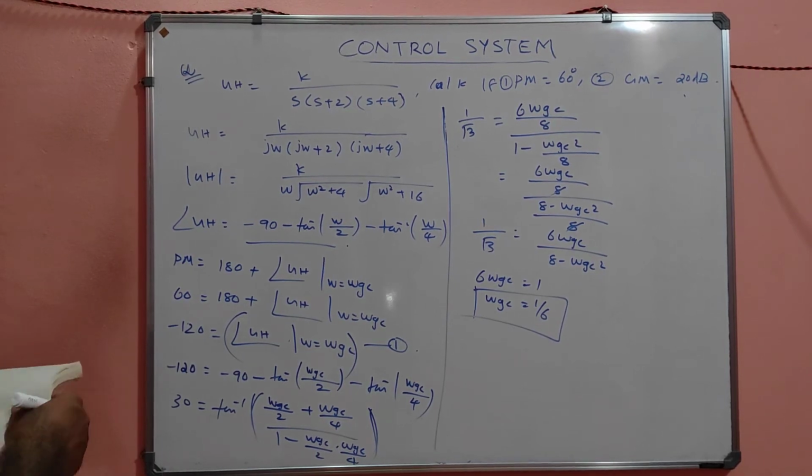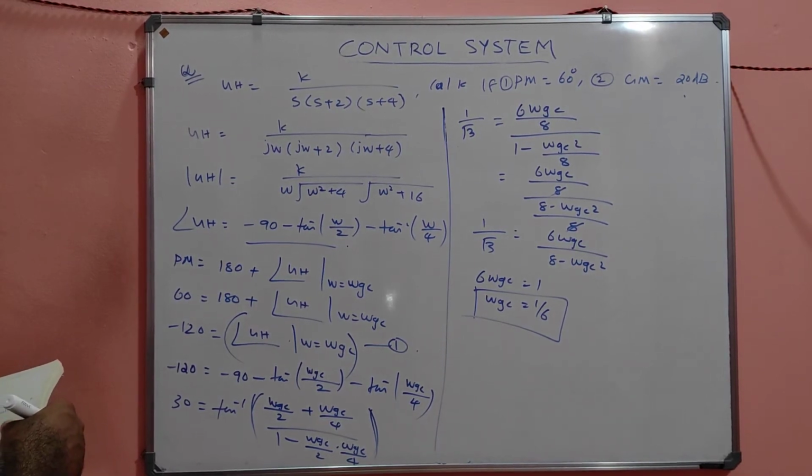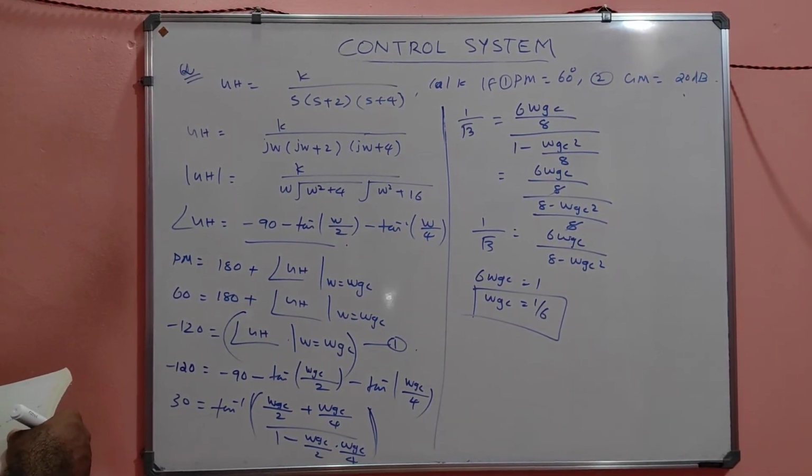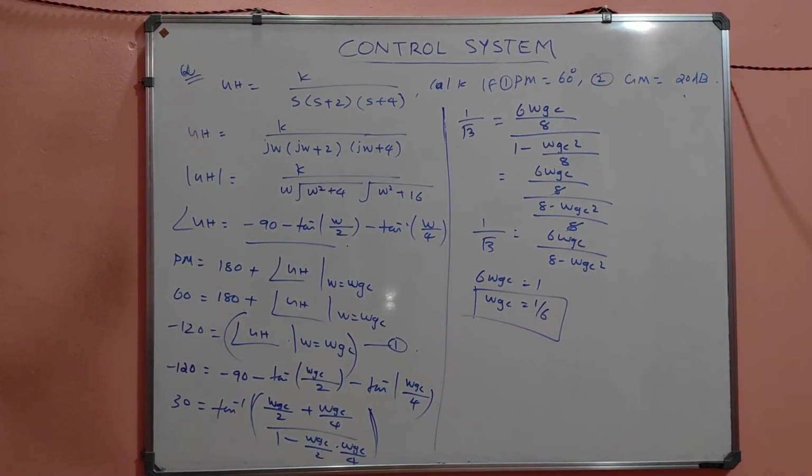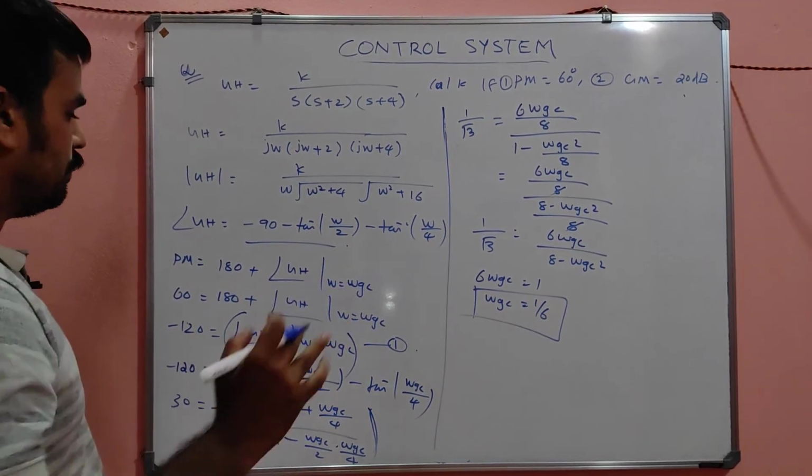Omega GC equal to 1 by 6, right? Yes. Okay. So you got omega GC equal to 1 by 6.